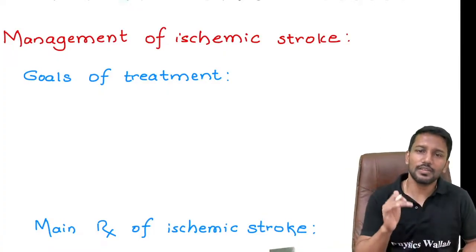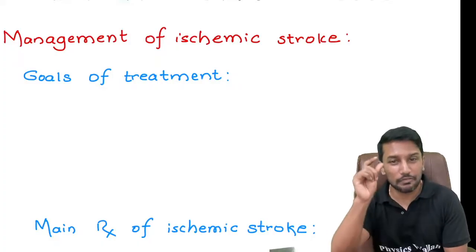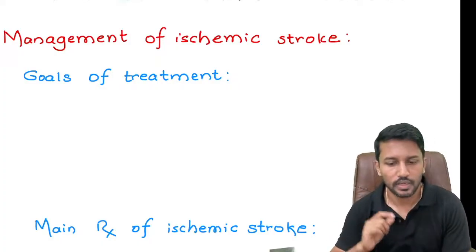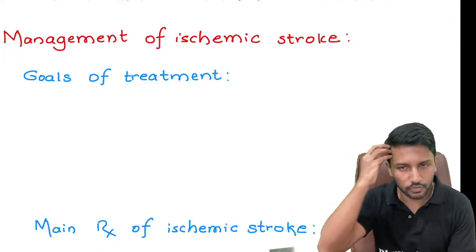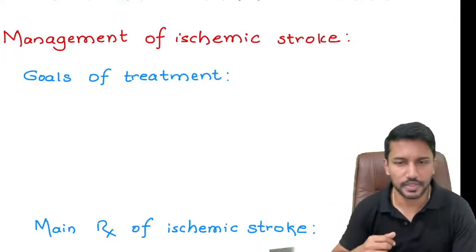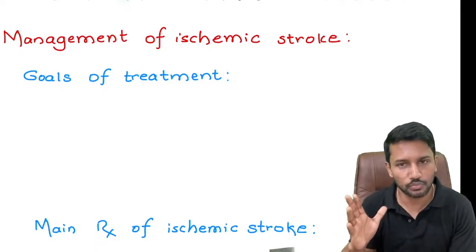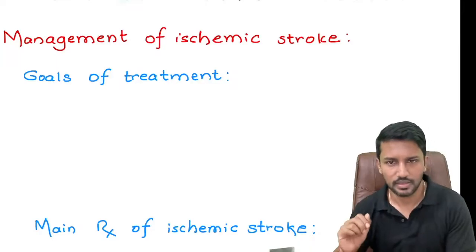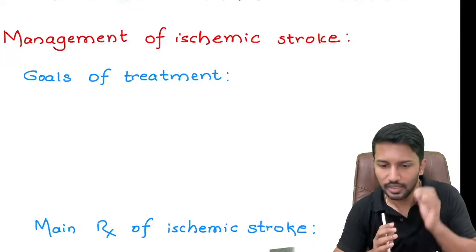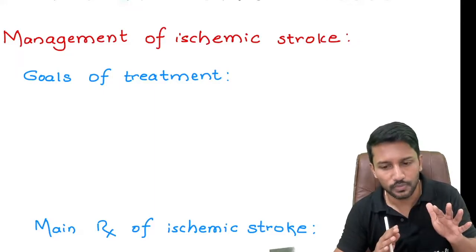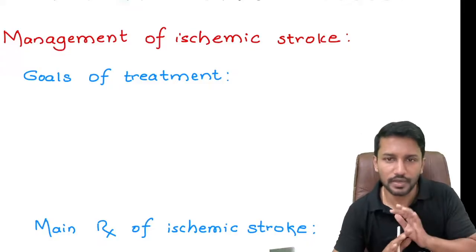First thing is, what are the goals of treatment of ischemic stroke? If there is infarcted brain tissue, can I get it back to normalcy? If some part of the brain is infarcted, can it be corrected to normalcy? The answer is no, right? Because neurons do not have great regeneration capabilities. Infarcted tissue is gone.